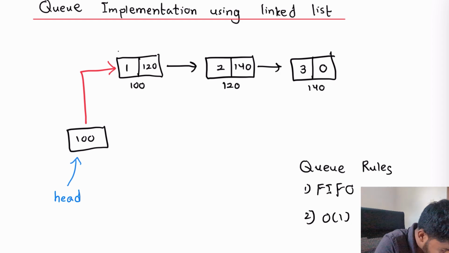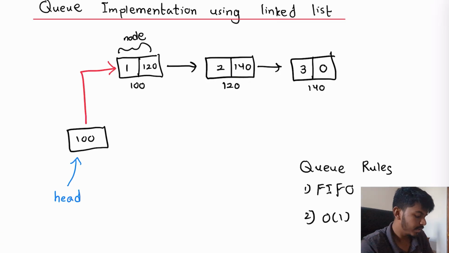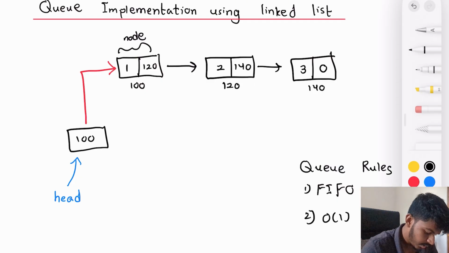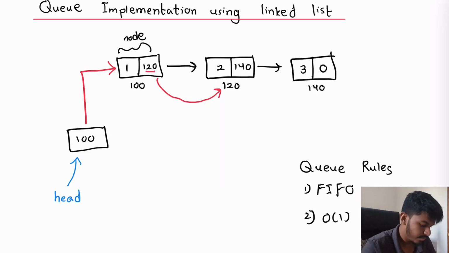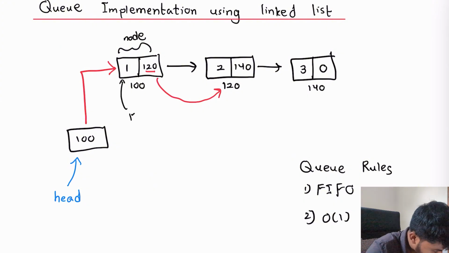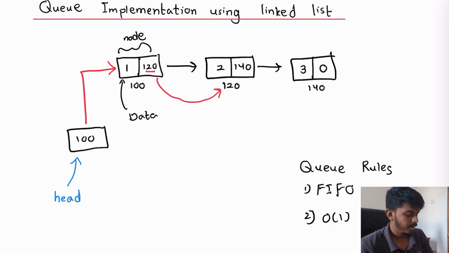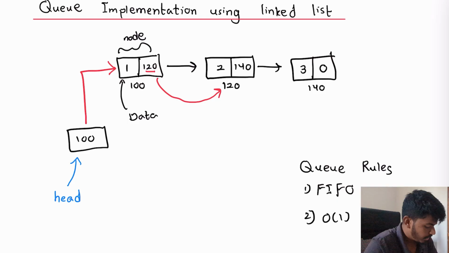This here is a node, and each node contains a data part and an address part, and that address part contains the address of the next node. So in here you can see this 120 is the address of the next node, and 1 is the data part, and this head contains the address of the first node.